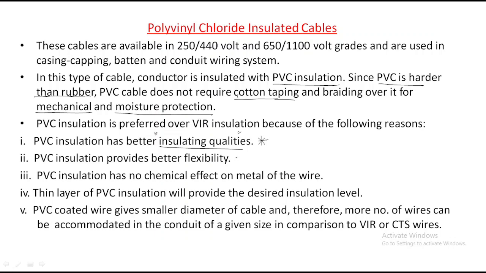PVC insulation has no chemical effect on the metal of the wire. Some of the wires, VIR and TRS wires, have some chemical effect. Due to the chemical, they will lose the conducting properties and get some leakage.